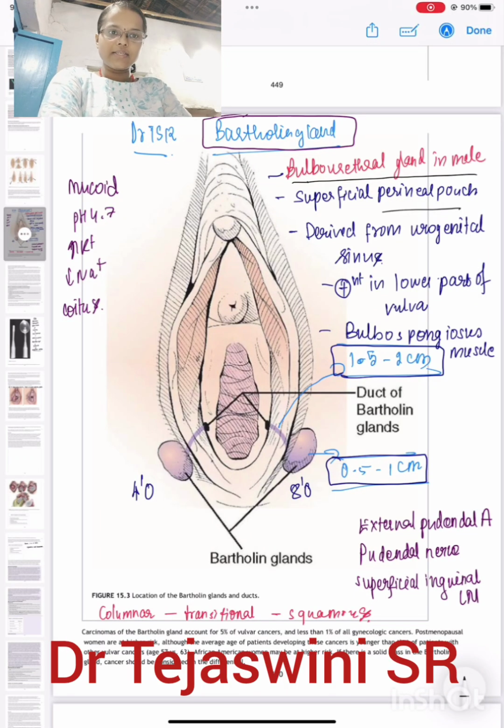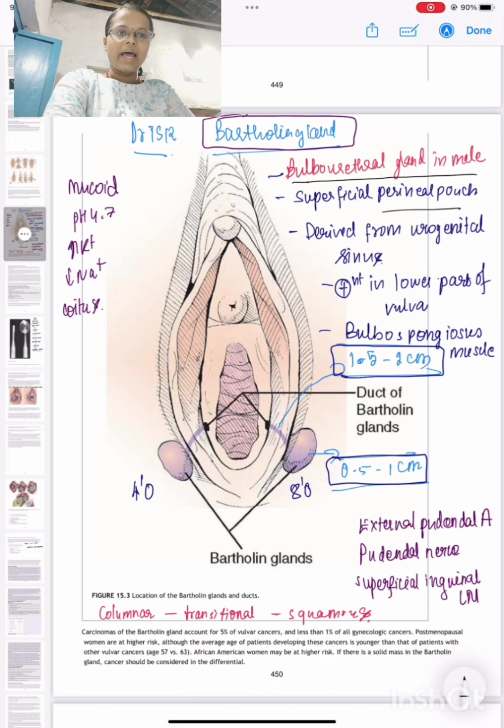Hello everyone, this is Dr. Tejaswini SR. Today I am here to teach you regarding Bartholin gland, its anatomy, its embryology, what happens to the pathology, that is Bartholin gland cyst, abscess, and what to do when there is recurrence.